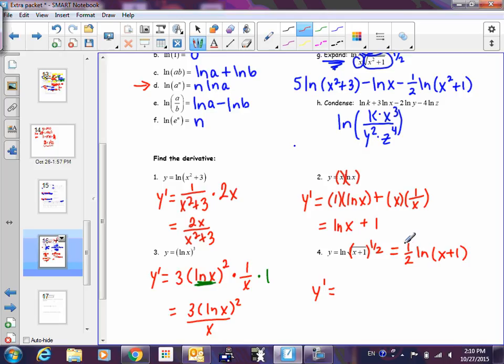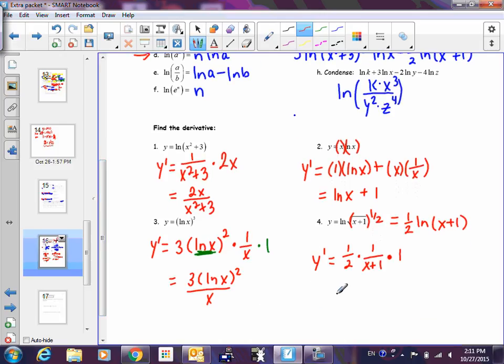Okay? Derivative of 1/2 times this thing is just going to be 1/2 times, what's the derivative of natural log of x plus 1? Think about our rule. 1 over the log argument times the derivative of the log argument. And again, you don't have to write times 1 there. Probably if this was multiple choice, it would be written like that.